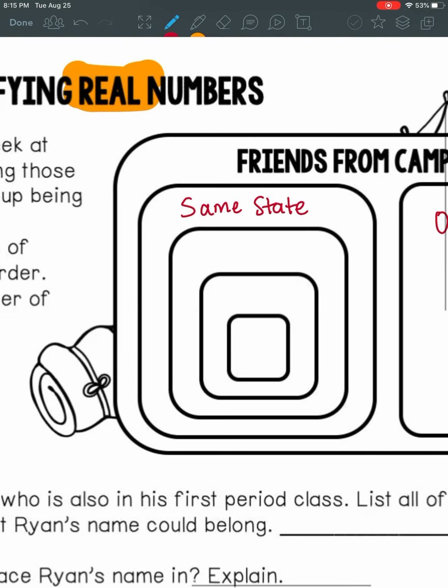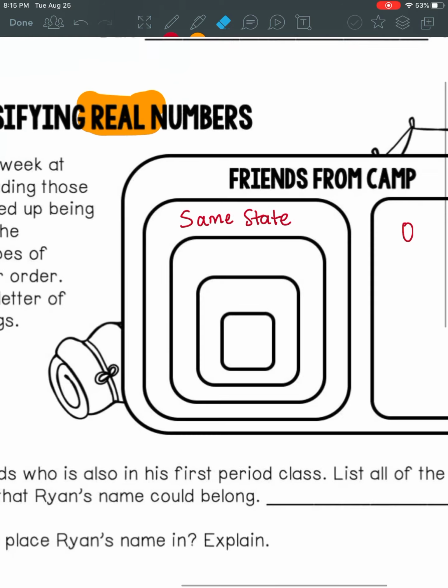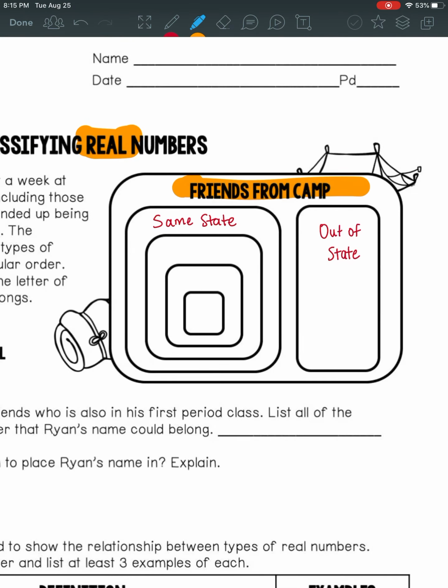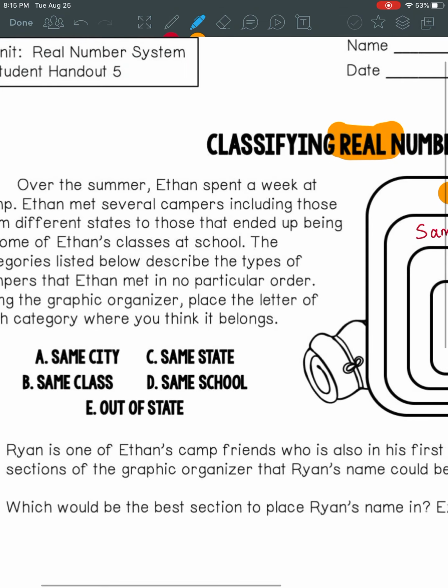The boxes within boxes means that this box in the middle here is inside all the other boxes. So if they fit into this category, then they also fit into this category and this category and that category. If they fit into this box, well, that box is within the next box and the next box and so on. That's how we can use this graphic organizer. If they fit into one category, they can also fit into several categories. And keep in mind, the entire graphic organizer is friends from camp. They all fit inside the big box.